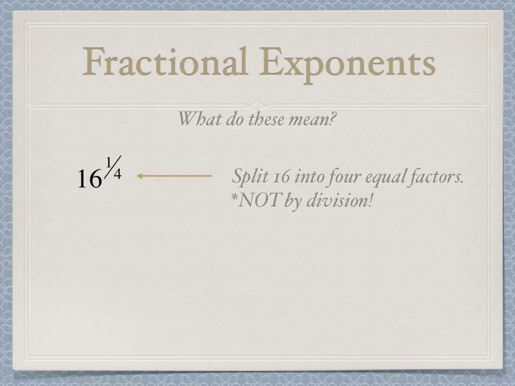And this is the thing that probably messes the most people up. Because I see a lot of people saying, oh, 16 to the 1/4, well, 16 divided by 4 is 4, so it must be 4. Well, what I'm really looking for is what times itself 4 times, or in other words, what to the power of 4 would equal 16. And the way you find that is by making a factor tree.